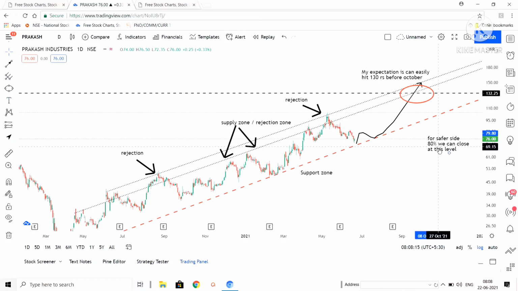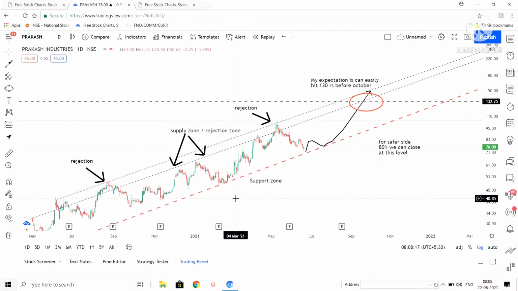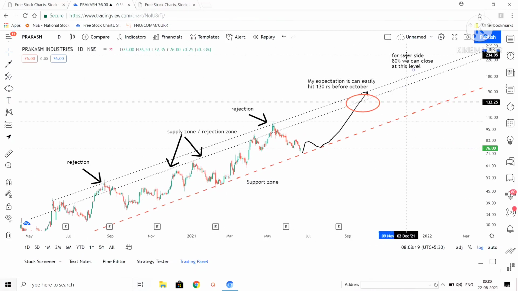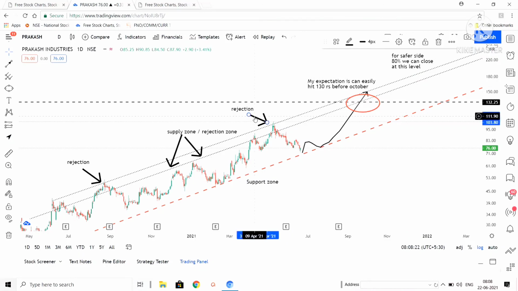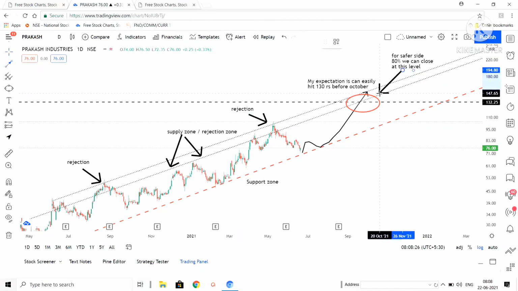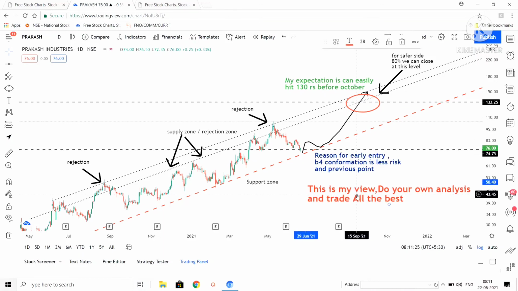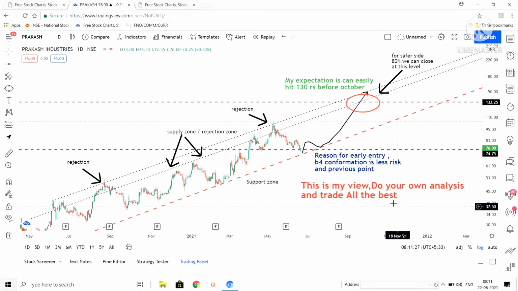The reason behind this is that sometimes the script can retrace at this level also. You can see yearly it was getting retraced at this level. For our safety, we can close the trade in this area, and the remaining 20% can be held up to the top supply zone. And these are my predictions.